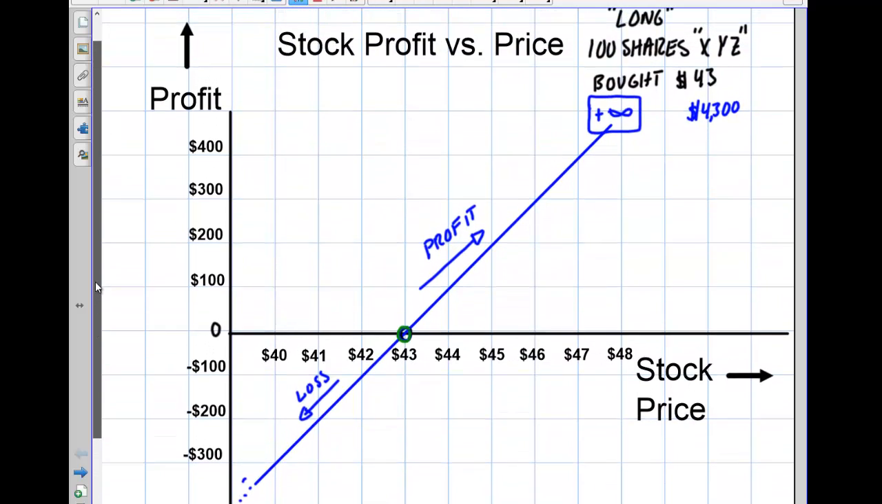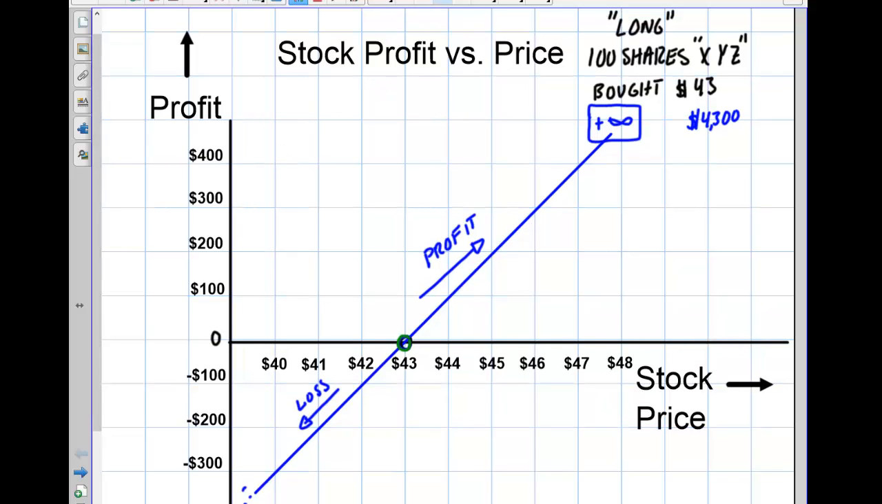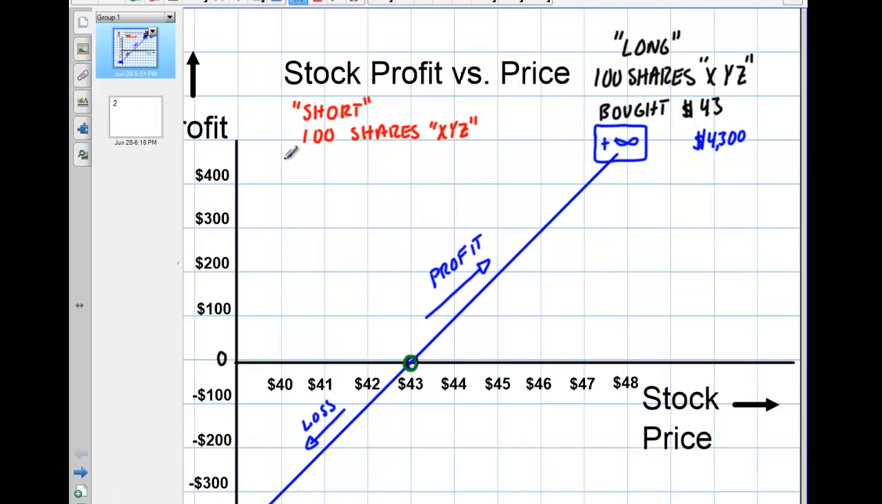Okay? So now I'm going to talk to you about the concept of being short. So let's do short in red, why not? Short is going to be the red color here. So let's say that we want to short 100 shares of XYZ, and I'm going to do the same thing. I'm going to short it at $43.